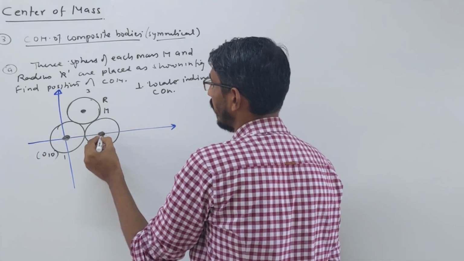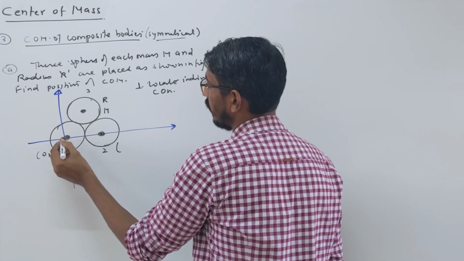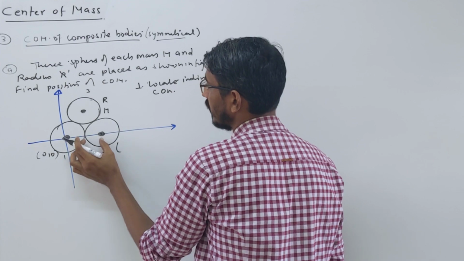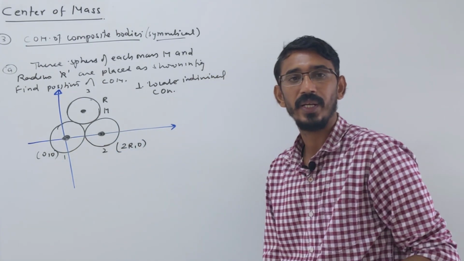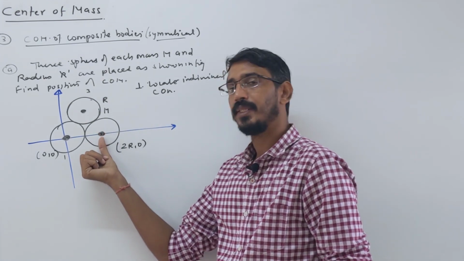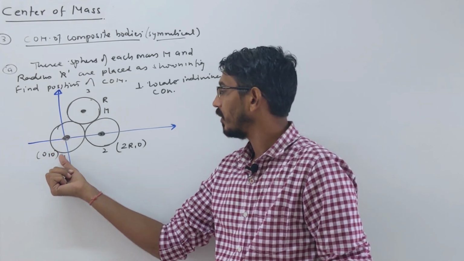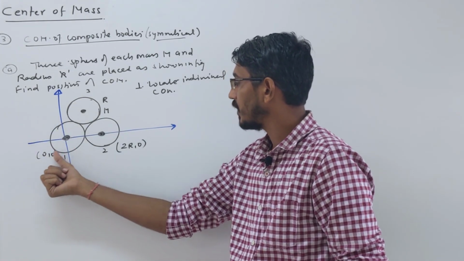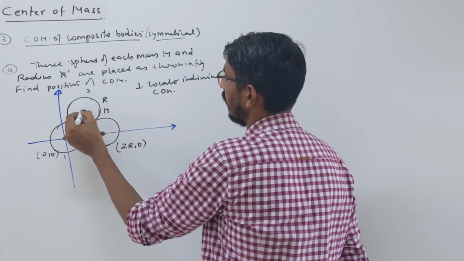What is the coordinate of sphere 2? What is the distance of this point from that point? That is the radius r, so it is 2r, 0. We have located the position of this point with respect to the origin. So the coordinate of this sphere will be 0, 0, and that sphere will be 2r, 0. Now you have to write that sphere.